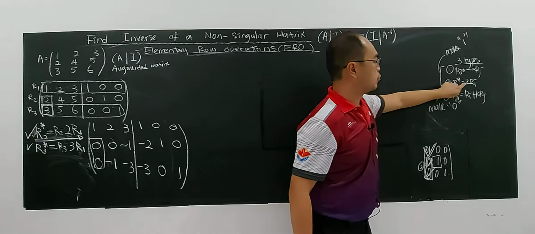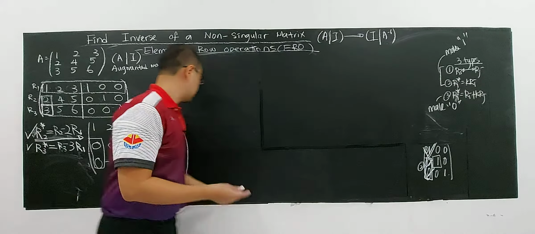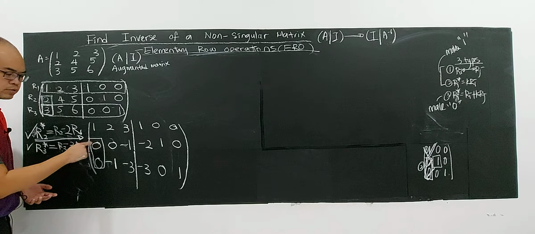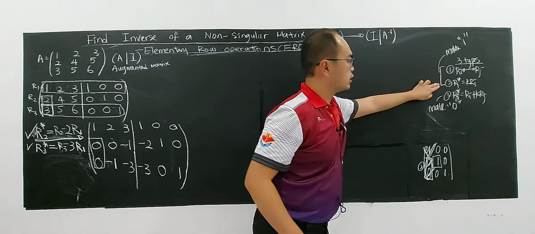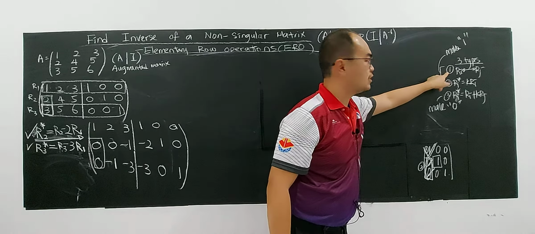The second one is to multiply the row by a number. Is it suitable? For example, I multiply this row with 1. 1 multiply 0 is 0. You still get 0. So the second operation is not suitable. So we go for the first operation. Yes, this will be suitable.